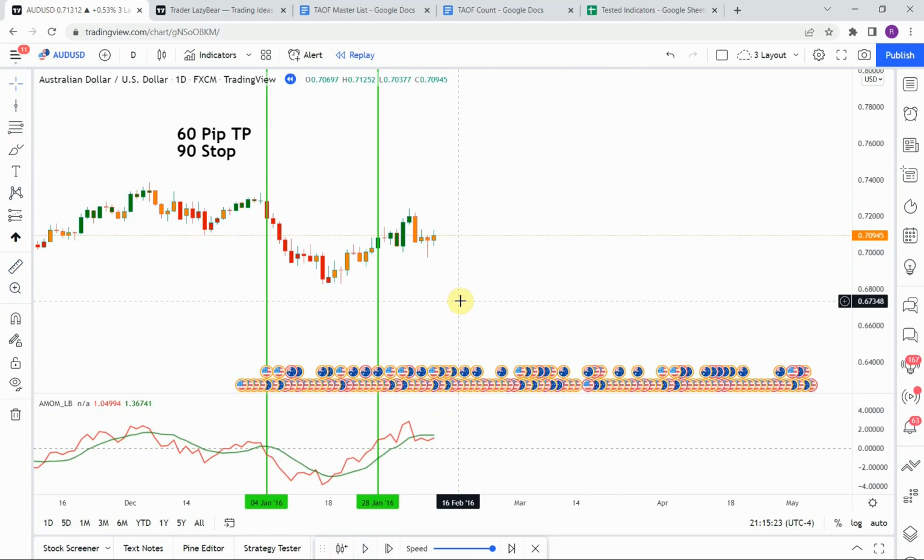All right, so the next signal that we pick up is a long signal. We see that we get these orange bars here, and shortly after we pick up a green bar right here, and a nice push to the upside there, which does hit our take profit on that one as well. Let's go ahead and continue on.